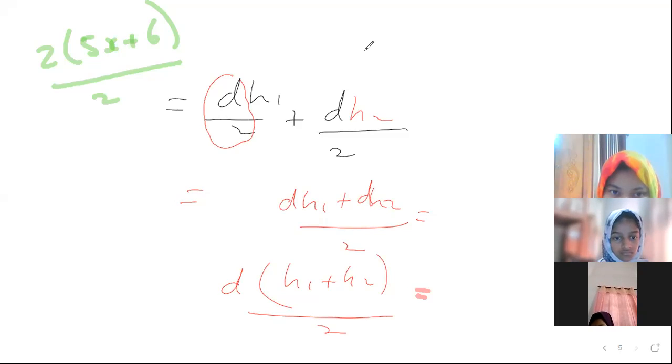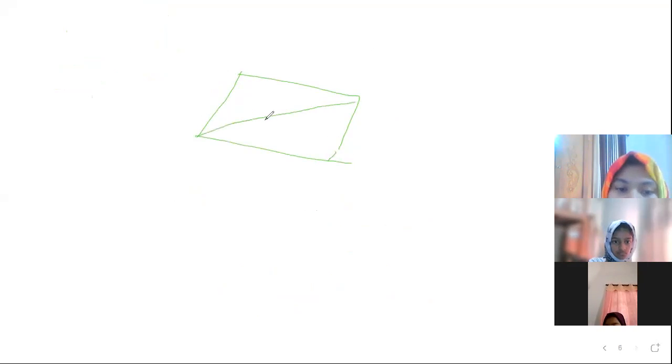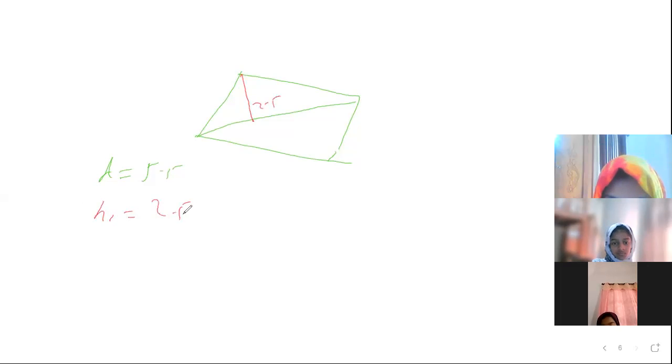Find the area of the quadrilateral PQRS. The figure is given. See here, this is the D, that is 5.5. You can write D is equal to 5.5. Then what is H1? This is given, 2.5. So you can write H1 is equal to 2.5. Then we need H2. H2 is 1.5 in my figure. These are all centimeters.